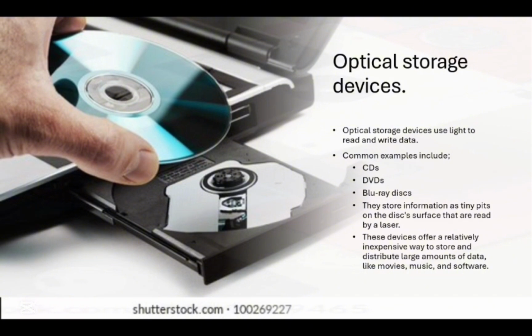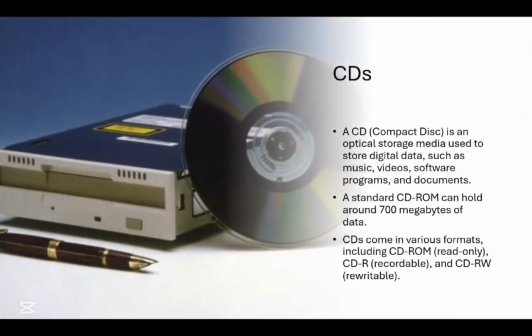CDs. A CD or compact disc is an optical storage medium for digital data like music, video, and software. A standard CD-ROM can hold about 700 megabytes of data. CDs come in read-only, recordable, and rewritable formats. CD drive image. This image shows an early CD-ROM drive, a technology that was revolutionary for its time.